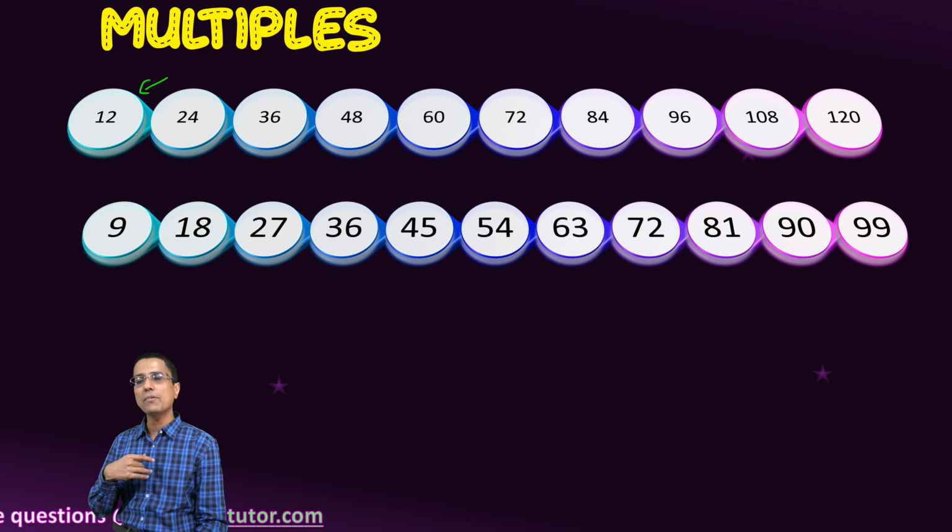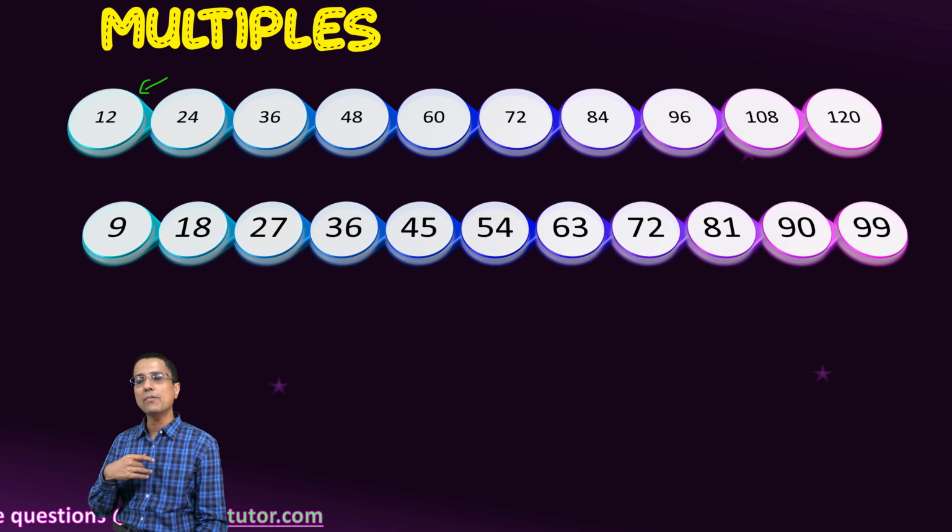So I start with 12 ones are 12. Then 12 twos are 24, and I keep on writing the final answer, the final product. 12 threes are 36, and all of these final products are called the multiples of 12, including 12 itself.